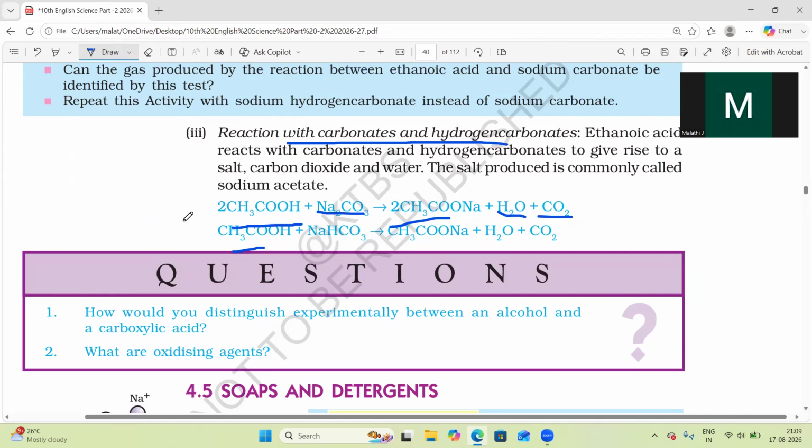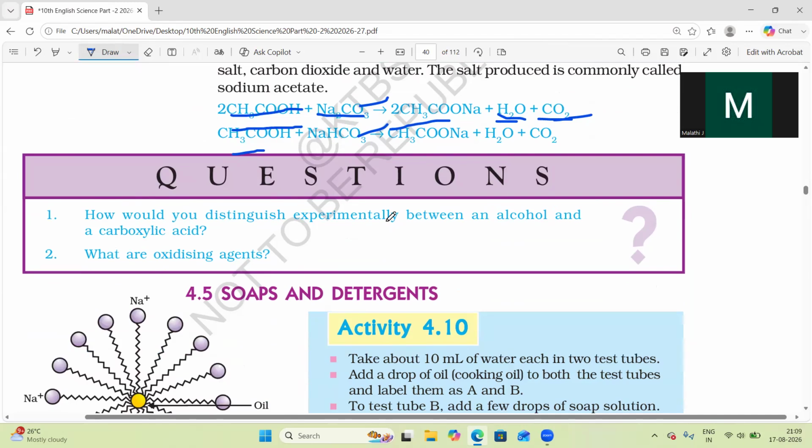So this is important in your acids, bases and salts chapter and also in this chapter. So when carbonates and hydrogen carbonates react with acids, that is here ethanoic acid, you will get sodium acetate, water and carbon dioxide, for both sodium carbonate and sodium hydrogen carbonate.